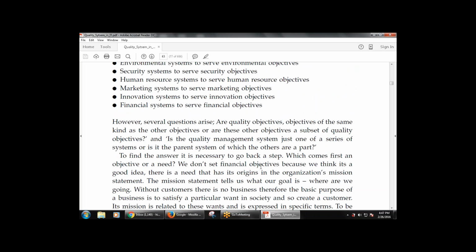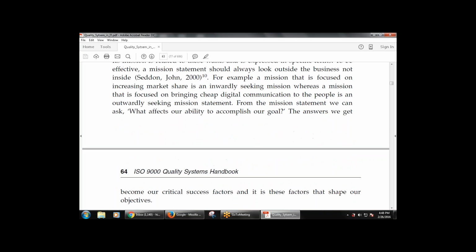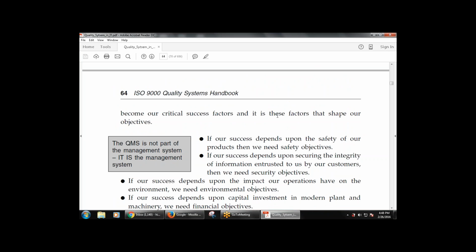Whatever the quality system that is available, it is just a series of systems of which the others are a part. To find the answer, it is necessary to go back a step: which comes first, an objective or a need? Whatever the scenario, these are the factors that shape our objective.